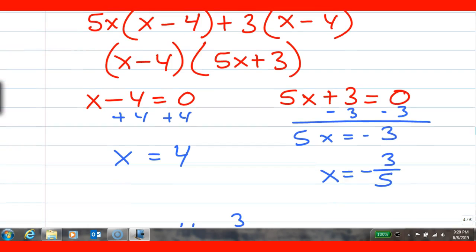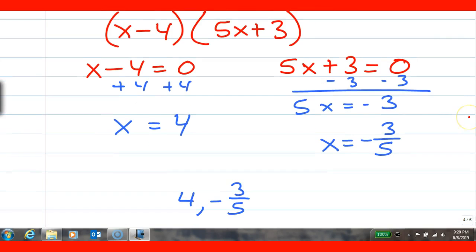Now I need to set each of these equal to 0. So x minus 4 equals 0, and 5x plus 3 equals 0. On the first one, I'm going to add 4 to both sides, so I find that x is equal to 4. On the other side, I'm going to subtract the 3 off, so then I'm left with 5x equals negative 3. Lastly, I'm going to divide by 5, so I end up with x is equal to negative 3/5.